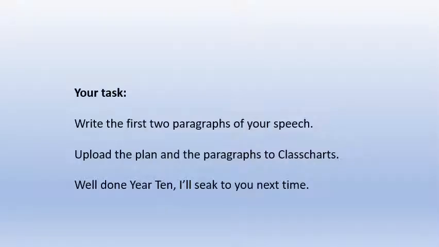So write the first 2 paragraphs of your speech. Upload the plan and the paragraphs to Class Charts.